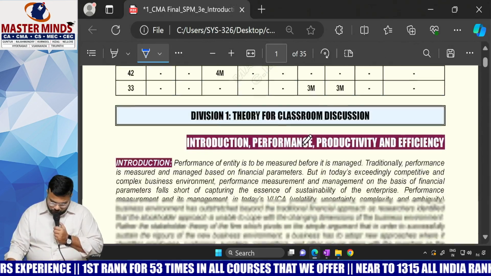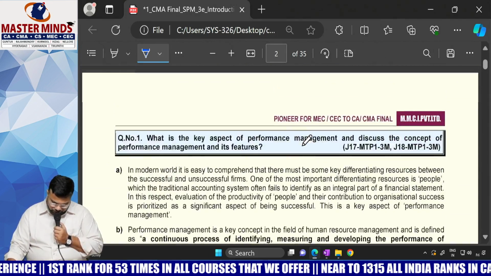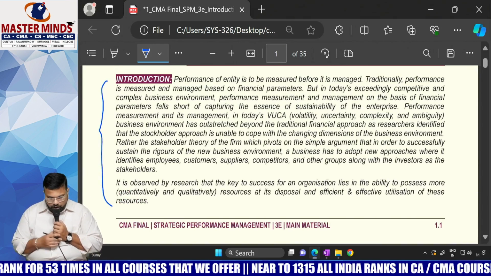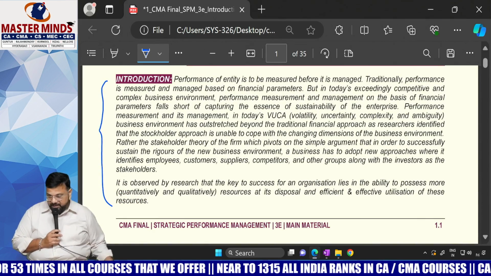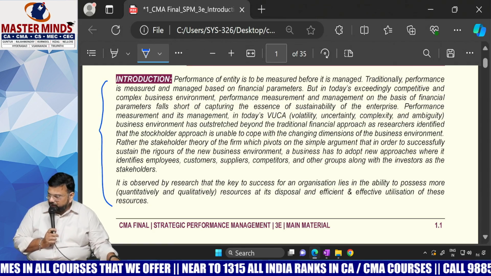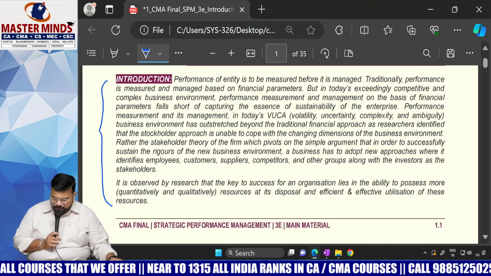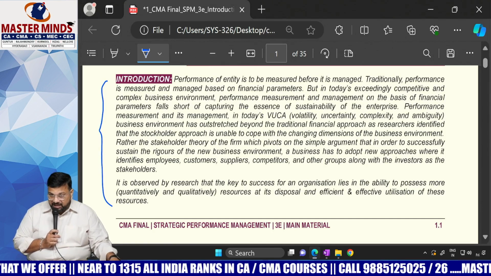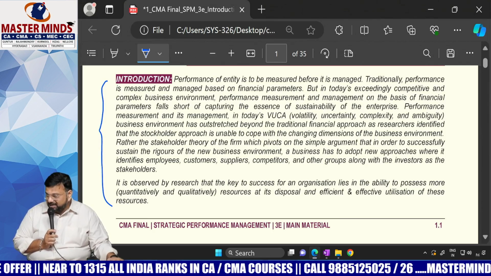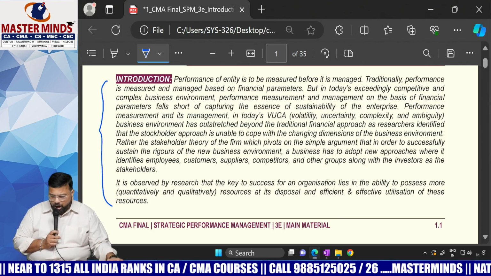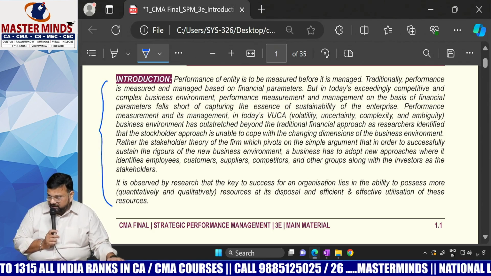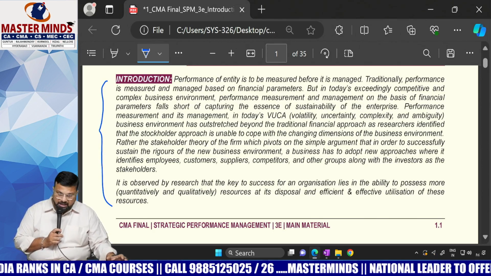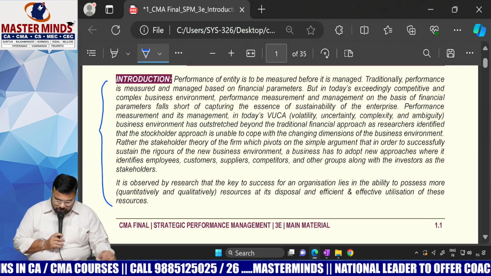So let us go through the first question. Some introduction part is given here. What do you mean by performance and why does it play a very important role? Is it a one-time activity or a continuous activity? I'm talking about performance appraisal or performance management. Obviously, it will be a continuous activity, because when objectives keep on changing, automatically you need to review the performance time and time again. So the same thing is given here.